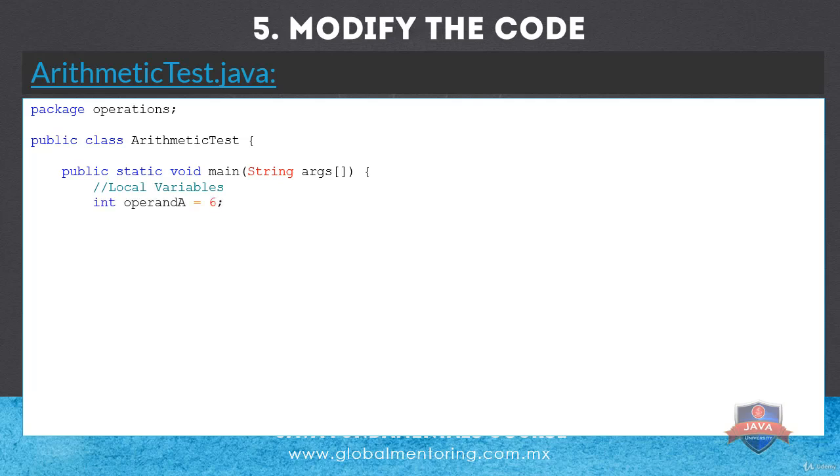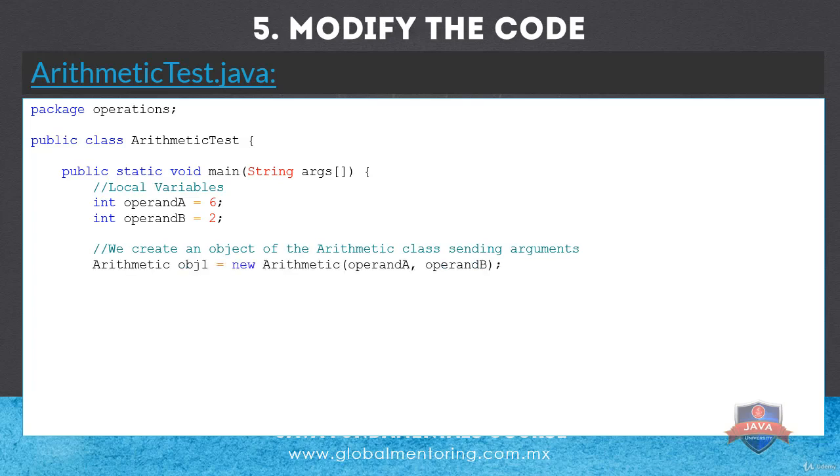So we define a variable operand A equals to 6 of type int. And we define another local variable operand B equals to 2 of type int. And we create an object of the arithmetic class sending arguments. So we are using the constructor of 2 arguments. We create this object and assign a reference to the variable called obj1 of type arithmetic.